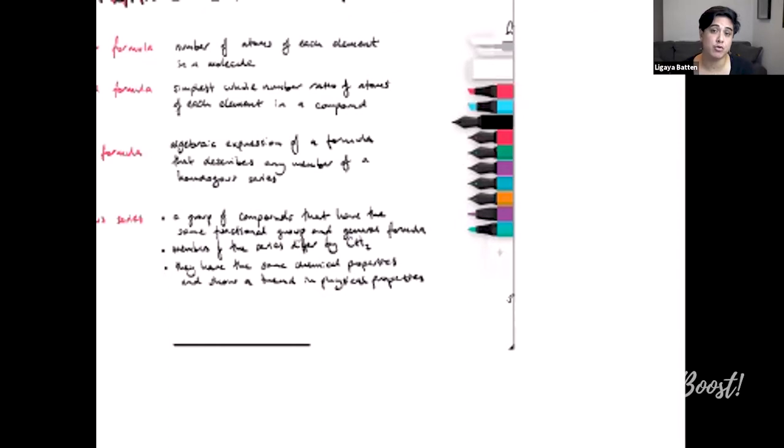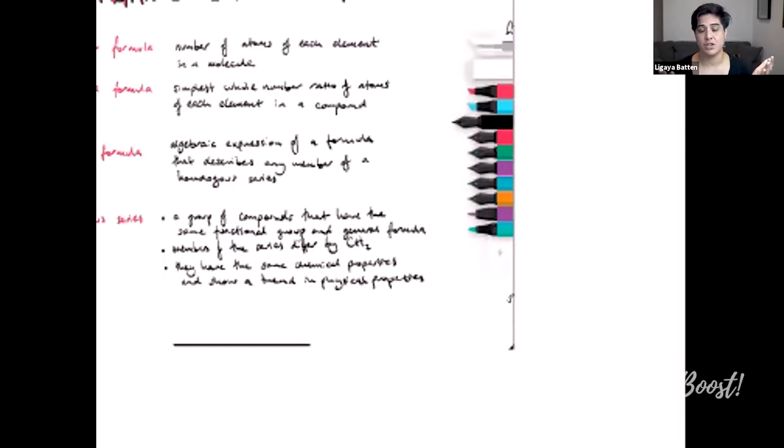They also show a trend in physical properties. Oops, that's meant to be a highlighter, sorry about that. So they also show a trend in physical properties. Physical properties are usually things like melting point, density, and things like that. So if you're looking, for example, at the series of alkanes, you'll see that as the alkanes grow larger with a longer carbon chain, the physical properties will change in a regular pattern. So that's what we call a trend.